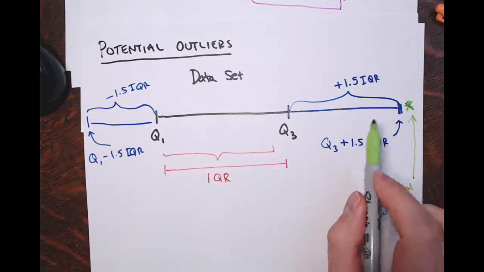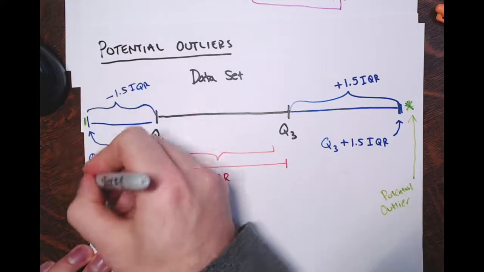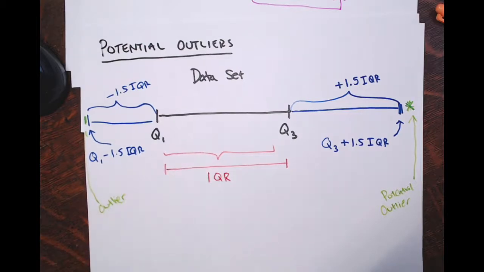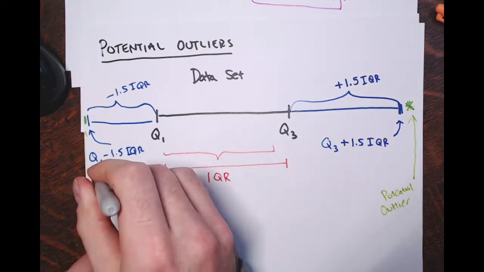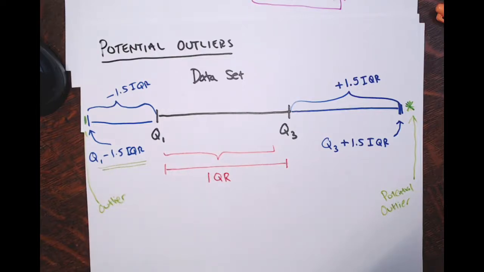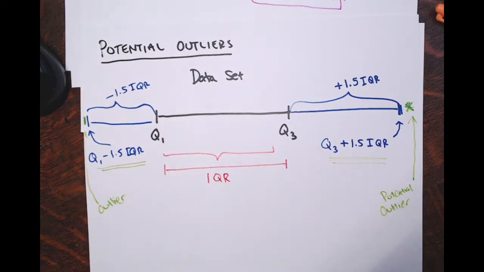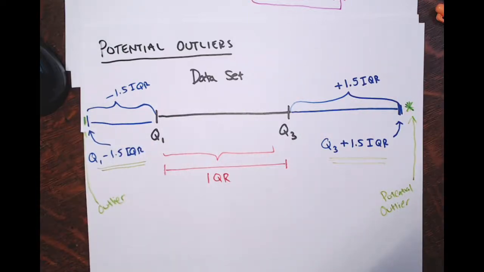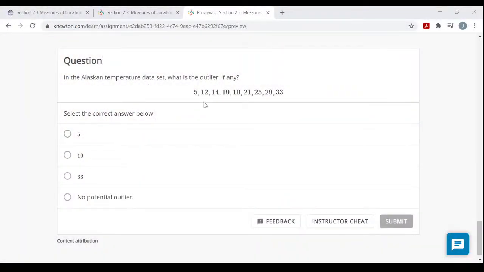Anything greater than Q3 plus 1.5 IQR, or over here, sorry, it's a bad drawing, is an outlier. Anything less than Q1 minus 1.5 IQR. So these are important numbers. Take the first quartile minus 1.5 interquartile ranges. Take the third quartile and add 1.5 interquartile ranges. And if anything's greater than this one or less than that one, you have a potential outlier. All right, so back here. Now this is the same set of data.